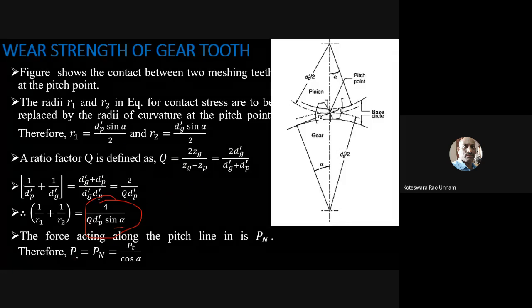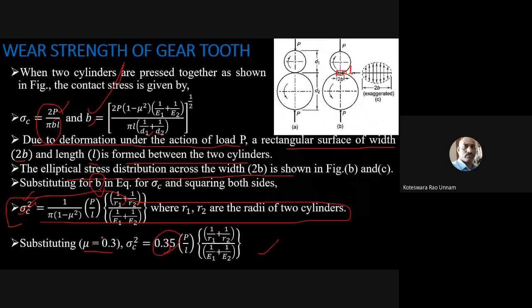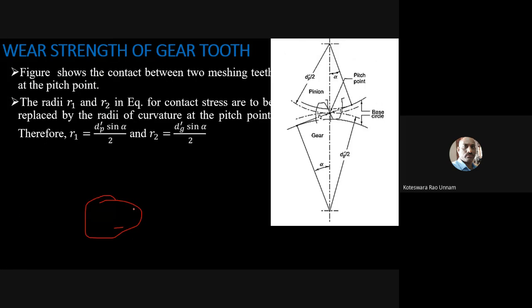Once you know this, then what is the P value? In our contact stress, we have an expression for P also. Here we identified this now. We got an expression for 1 by r1 plus 1 by r2. This is known. If you know the material modulus, then this is also done. Then you need to identify what is P, what is L. If you identify that, then you can calculate the contact stress value for gears which are in mesh.